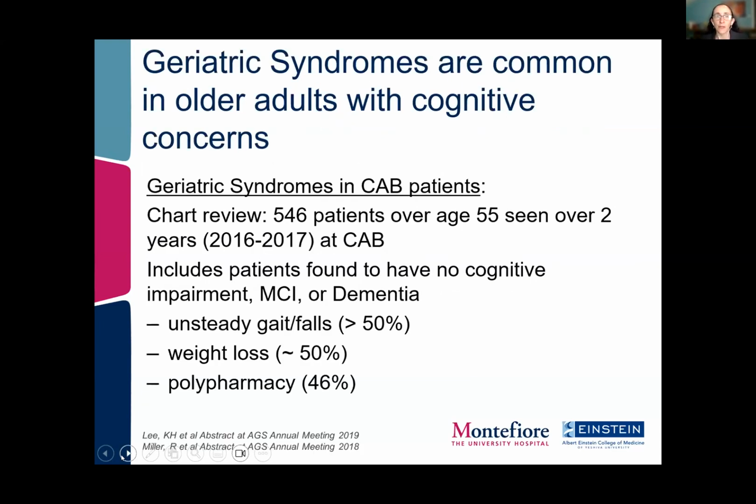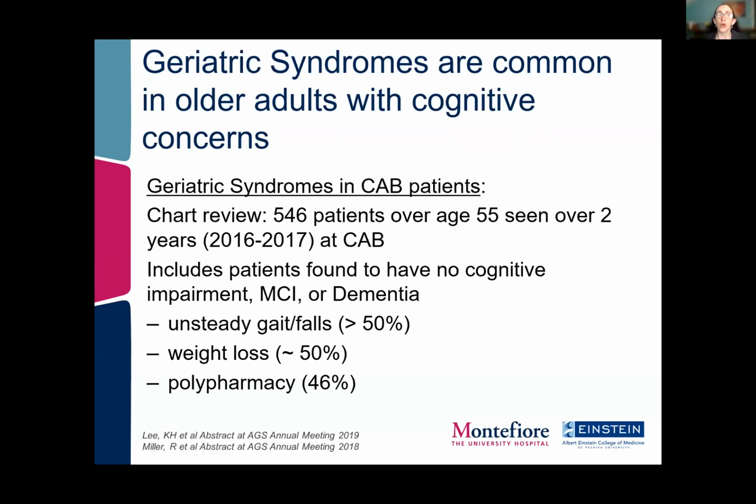And I can speak to this a little bit from chart reviews that we've done in our own local population, and this is certainly reflected in the greater literature as well. We did a chart review a couple of years ago among the patients who were referred to our Center for the Aging Brain to look and see how many of them had geriatric syndromes. And so we looked at 546 charts of individuals over age 55 seen over a 2-year period, and we included all patients, including those who were not found to have any cognitive impairment at all, as well as those with MCI or dementia. And we found that around 50% of them had unsteady gait or falls, weight loss, and polypharmacy.